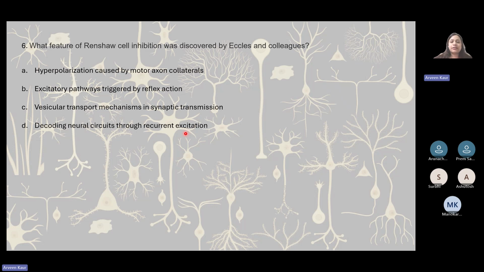Now, we have just a while back discussed Renshaw cells, and the first thing that we need to remember regarding that is it is not associated with excitation, right? It is associated with inhibition.